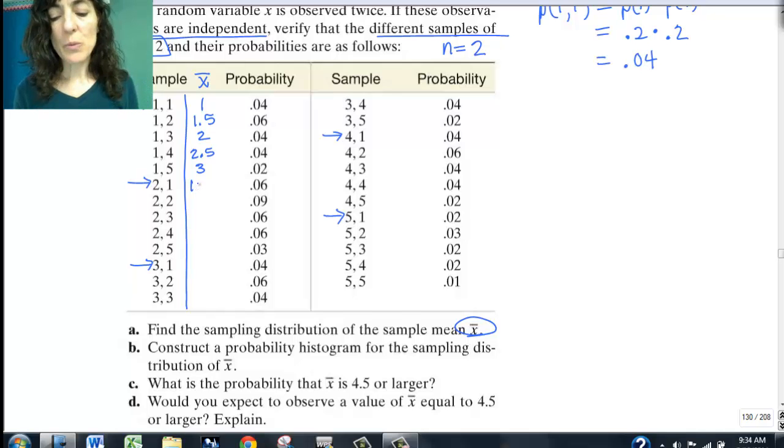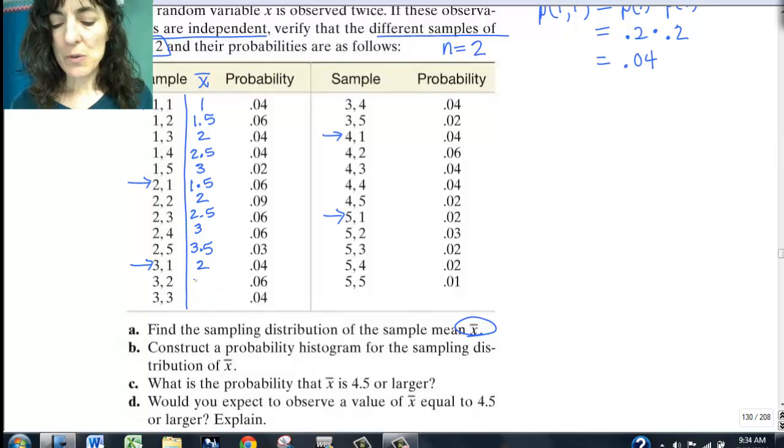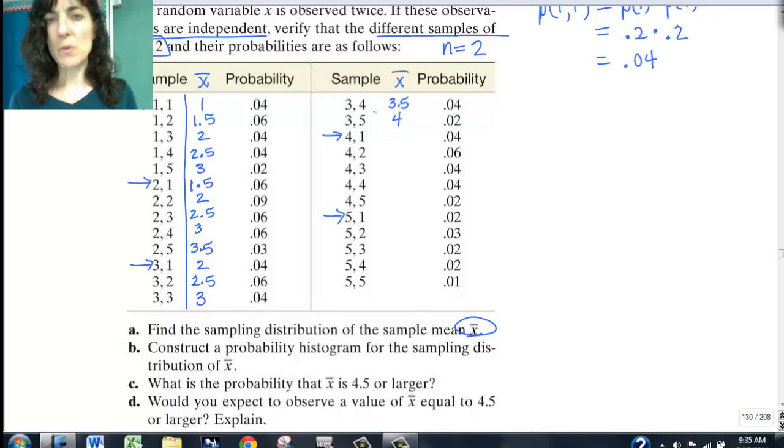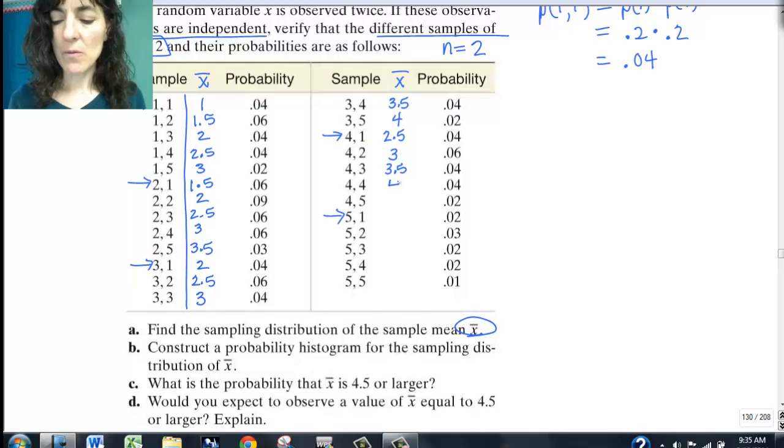This is going to be 2 plus 1, or 3, which divided by 2 is 1.5. And then 2, 2.5, 3, 3.5, and then 3 plus 1 is 4, divided by 2 is 2. 3 plus 2 is 5, divided by 2 will be 2.5. Then 3, 3.5 and 4. And then 4 plus 1 is 5, divided by 2, 2.5. 3, 3.5, 4, 4.5. 5 plus 1 is 6, divided by 2 is 3. And the last one, 5.